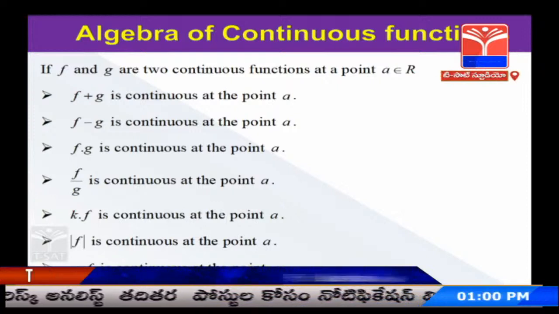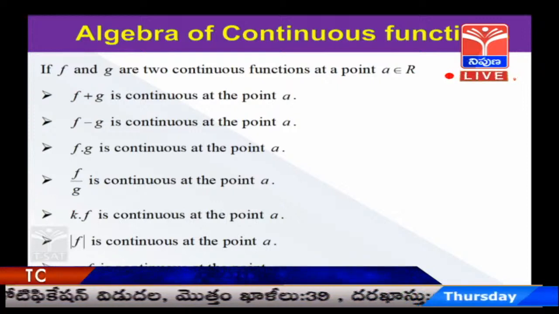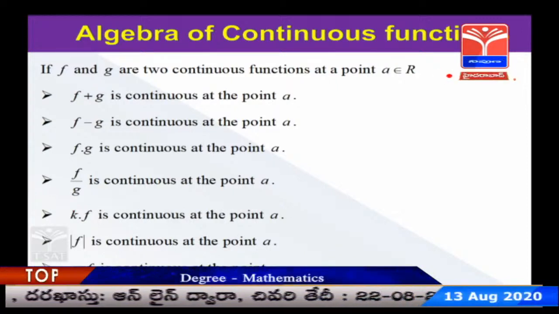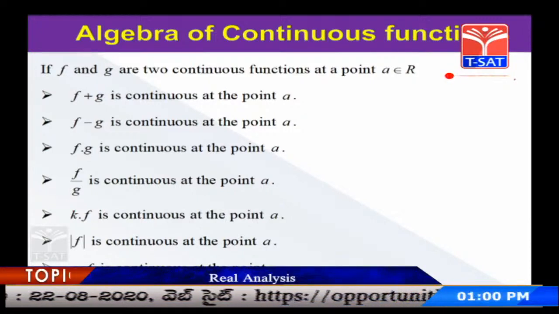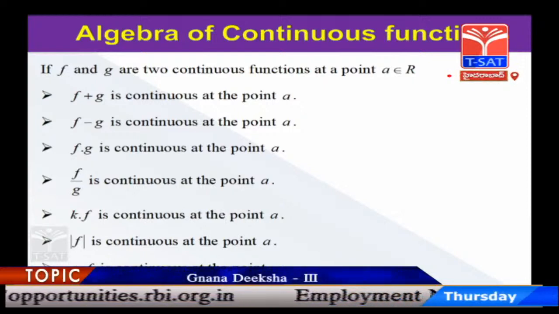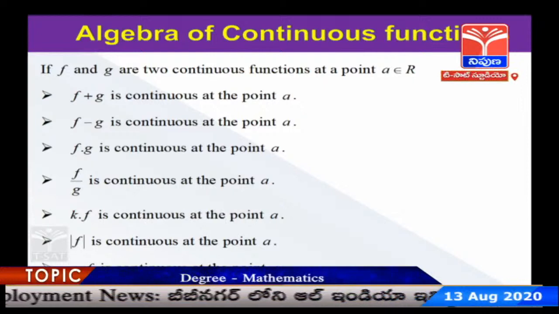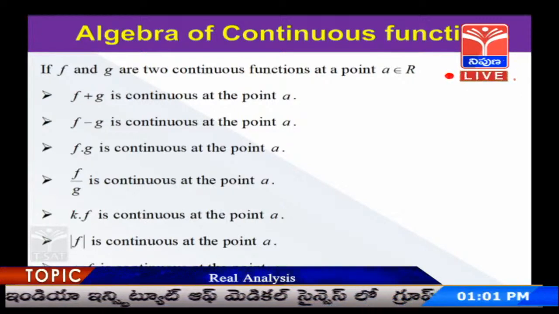First property is f plus g is continuous at the point a. If f and g are continuous, the sum of two functions is also continuous. Coming to the second, the difference, product and quotient of two continuous functions are always continuous at that particular point. And the next property is constant multiplication, k into f, where k may be any real number.